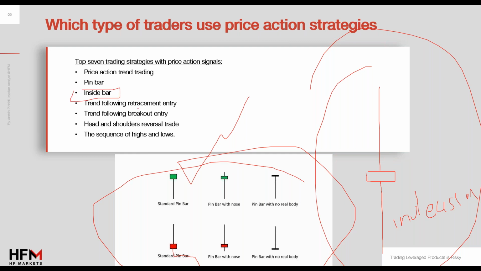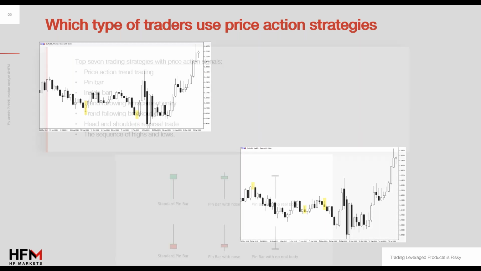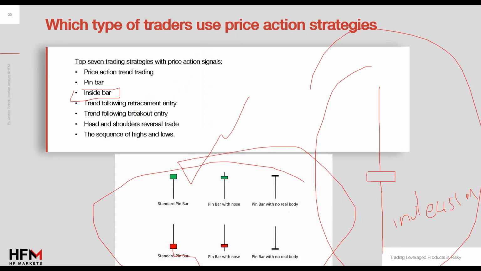I mentioned inside bar. What do I mean by that? Inside bar, I'll show you exactly what it is. Sorry, let me clear a bit of this mess. I need to illustrate it actually, because it will be clearer. I will use my chart again, my platform.